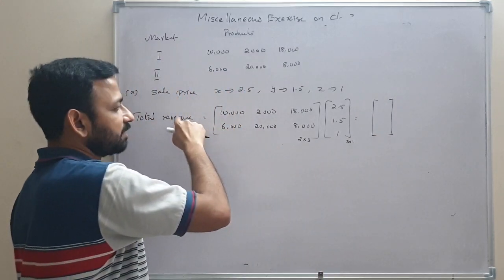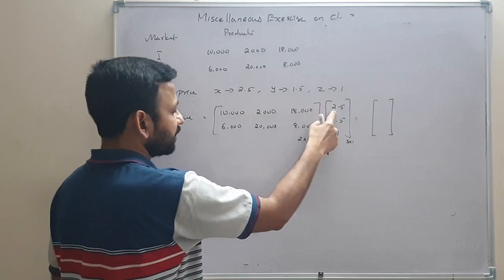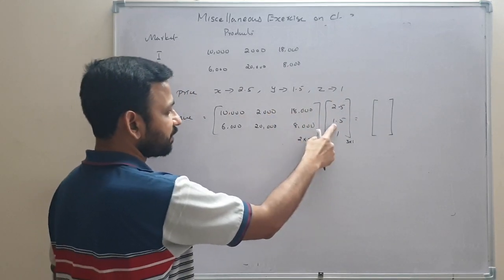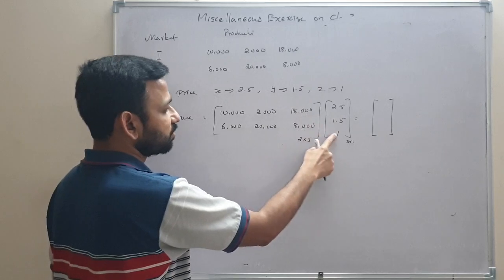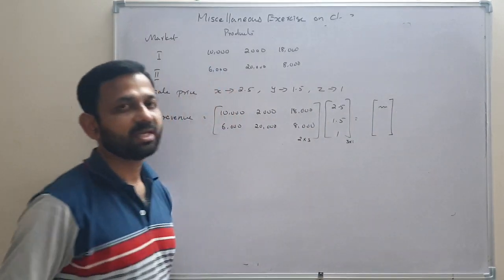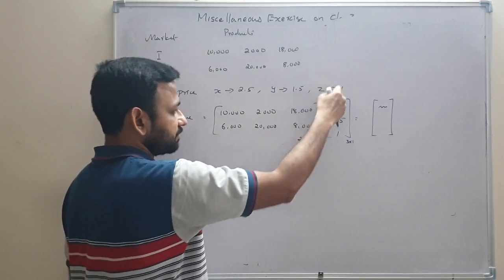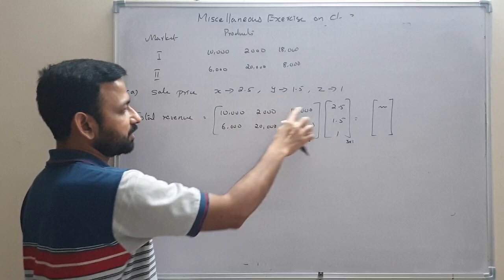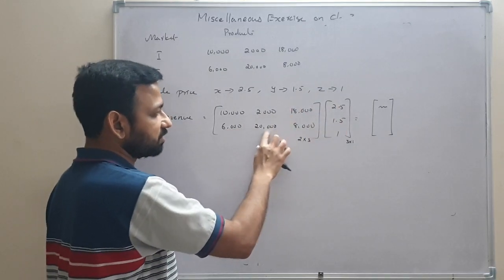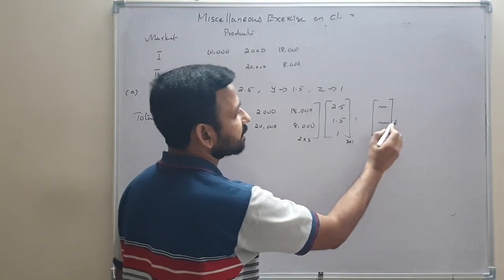The first element will be the first row into the first column: 10,000 into 2.5 plus 2,000 into 1.5 plus 18,000 into 1. When we find their sum, we will get one number here. Similarly, for the second number, second row into first column: 6,000 into 2.5 plus 20,000 into 1.5 plus 8,000 into 1, we will get another number.